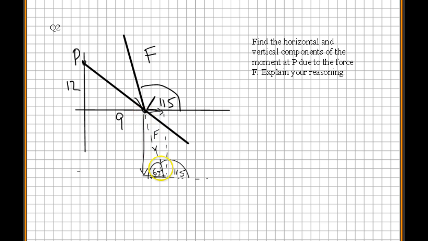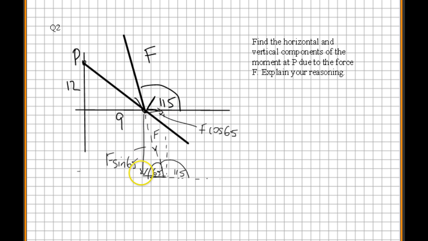Okay, so that's the angle that we are looking for to try and find the components, because now we've got a right angle triangle, and we know that the vertical component here will be F sine 65. And this horizontal component here, which is the same as the horizontal component along there, will be F cos of 65. So now that we have those components, we now have to find the moment due to each component.